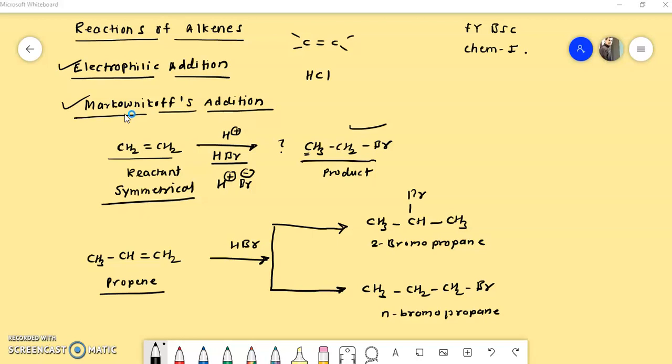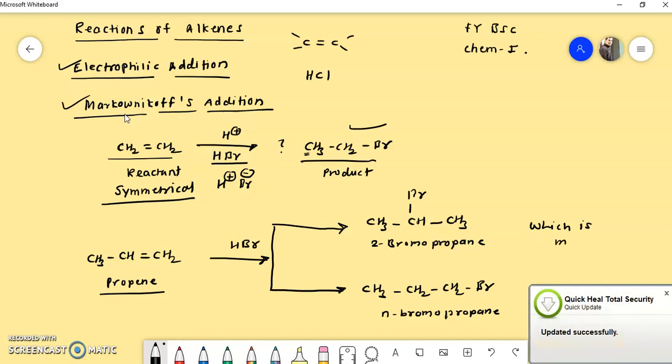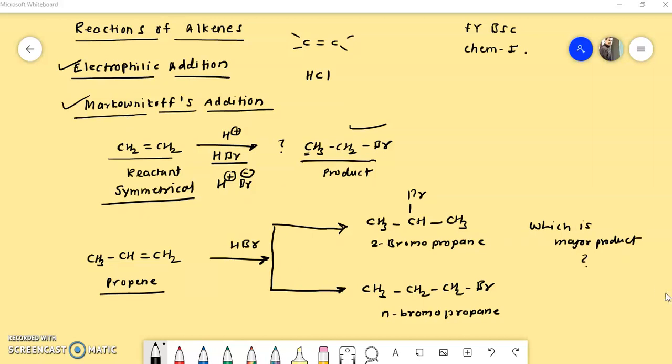Now out of these two products, which product is the major product? That is to be decided. Which is the major product? That is the question in front of us, and that question is solved by the rule known as Markovnikov's rule. Markovnikov is the name of the scientist who discovered this rule.